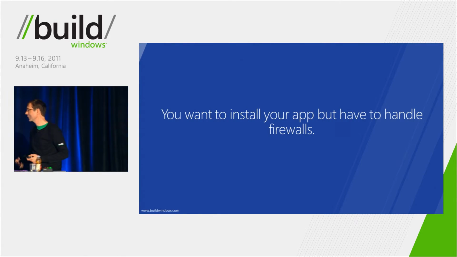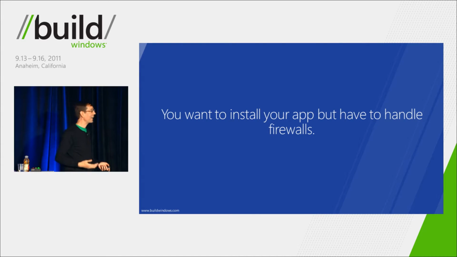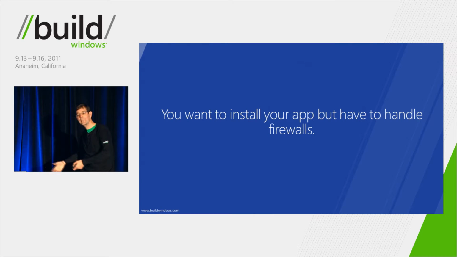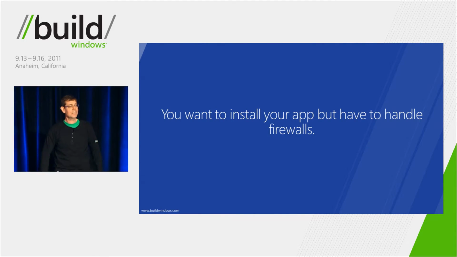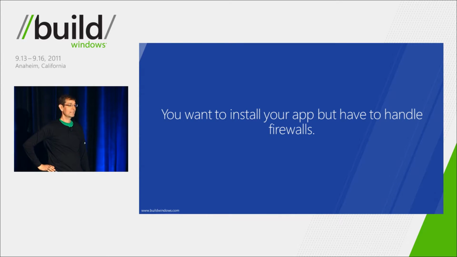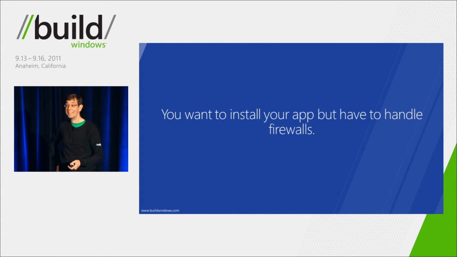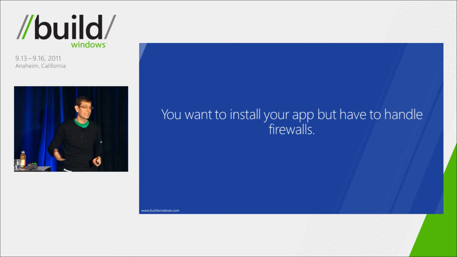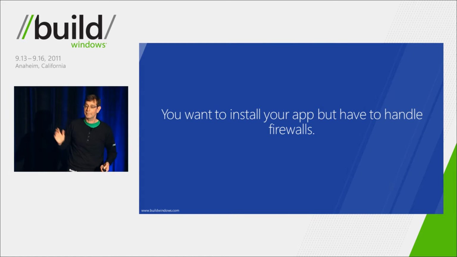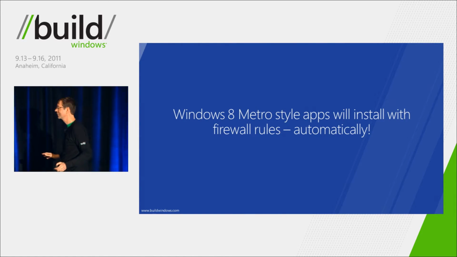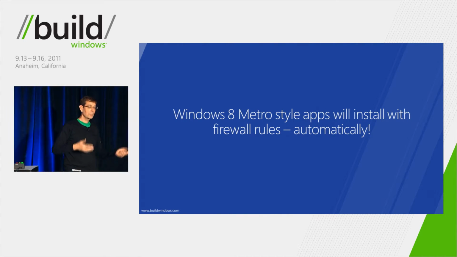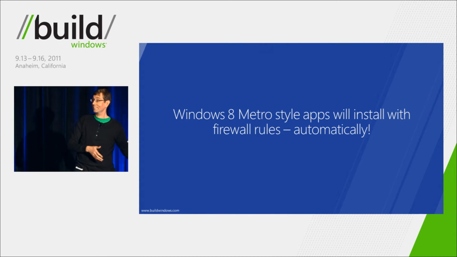If you do networking, you know that when you install your app, you've got to handle the firewalls. Because if you don't, then when the app runs, the firewall pops up and says, hey, do you want to block this app? I'm going to put up a scary dialogue, and the user has to click OK. So you've got to plumb your firewall rules in your installer. And those of you who have plumbed firewalls and rules in your installer, which luckily I've never had to do, but I've read the documentation on it, I'm glad I've never had to do that. Well, the good news is Metro-style apps install with the firewall rules set up automatically.